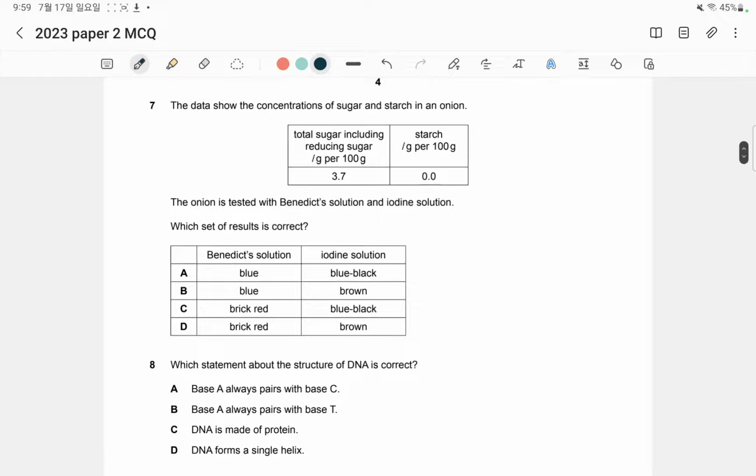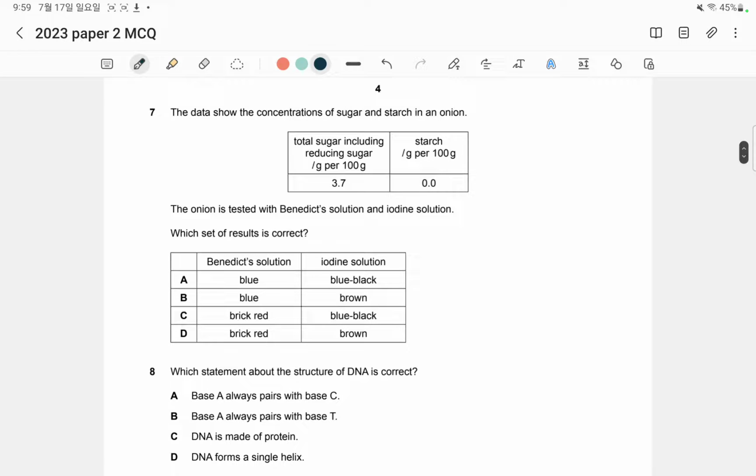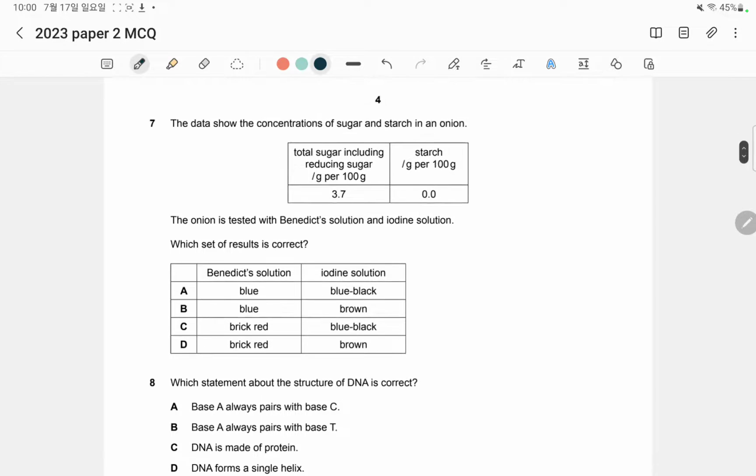Okay, number 7. So we're doing a Benedict's solution test and an iodine test. So in this onion, we have no starch. So we would expect a negative result for the iodine solution. So we would not expect a blue-black. So we will cross off A and C. And we have some reducing sugar. So we would expect a brick red color. So the answer would be D.